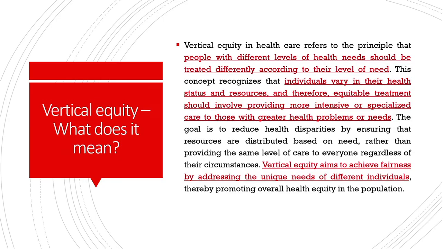So, what is vertical equity? What does it mean? It basically says that people with different levels of health needs should be treated differently according to their level of need. And often we take income as one of the measurement variables. So we say that people with lower incomes should have better support for healthcare, or people with higher income should be better able to pay for their healthcare needs. So vertical equity basically looks at inequities or inequalities between different groups of people or between different persons.